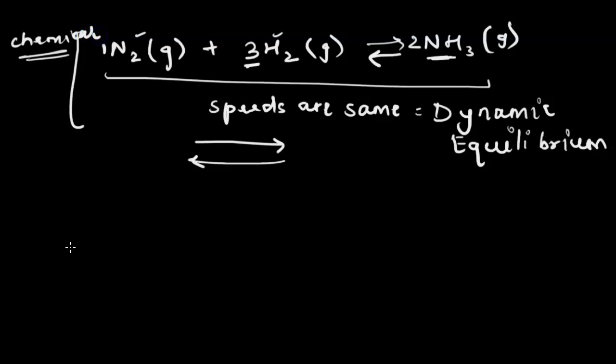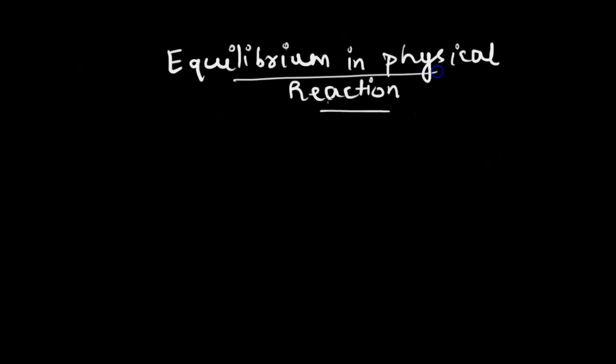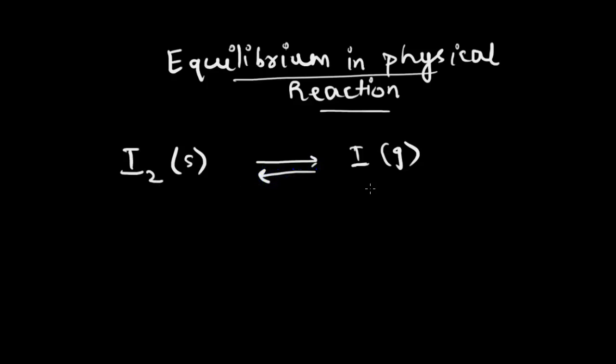Can we see equilibrium in a physical reaction? Physical reaction means state changes, and the answer to this is yes. Let's take up an example of iodine in solid condition. When we heat it up, it changes to gaseous iodine. Now this gaseous iodine has a tendency to again get converted back into solid iodine.